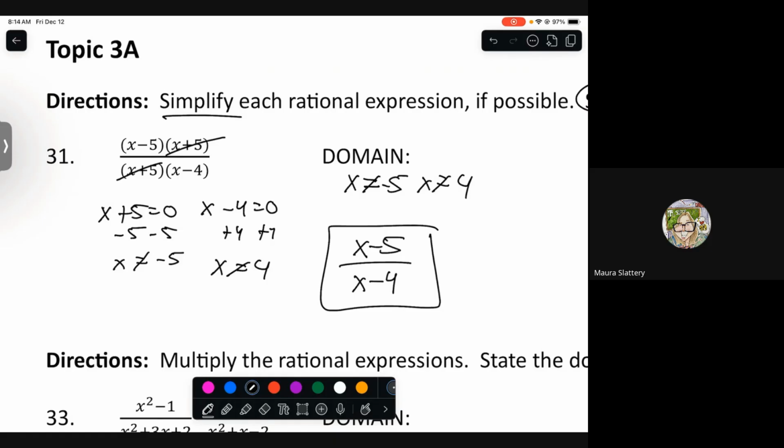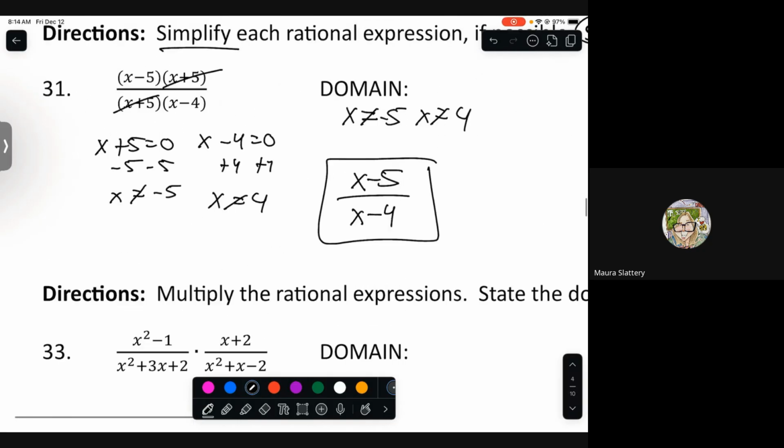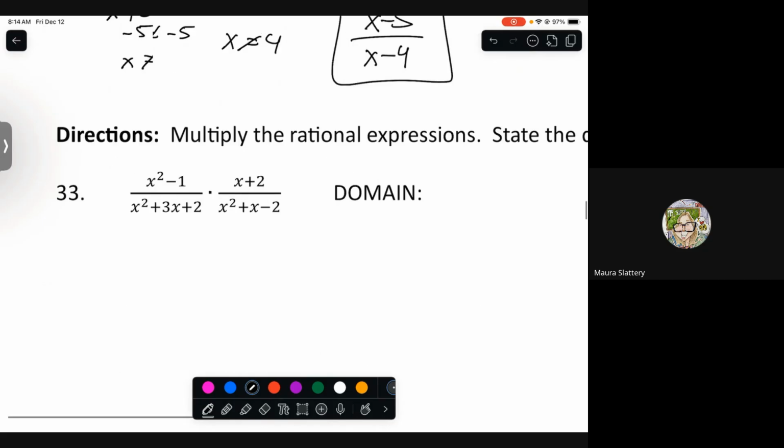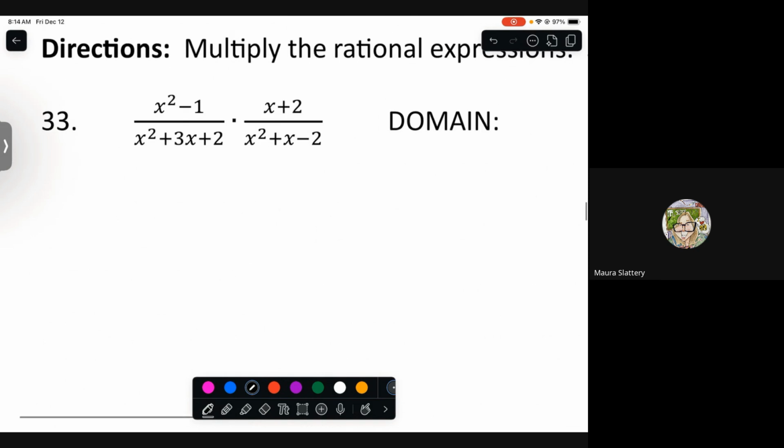All right. Now for multiplying. Multiplying is very, very similar to simplifying. So in this first problem we did here, the polynomials were factored on top and bottom already. As you can see, for this problem here, they are not factored, so we have to go through and factor them. So that's the first thing I would do.